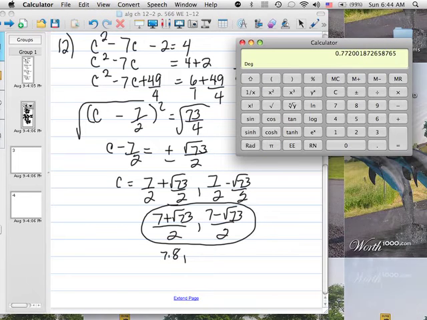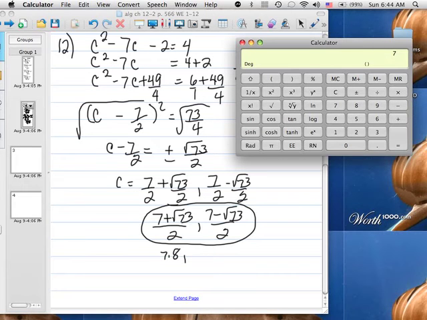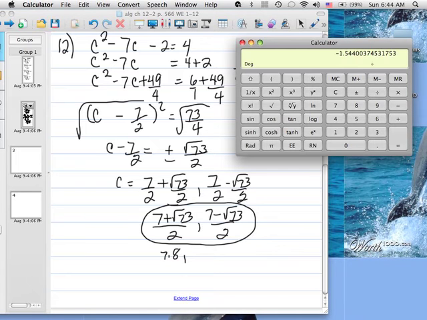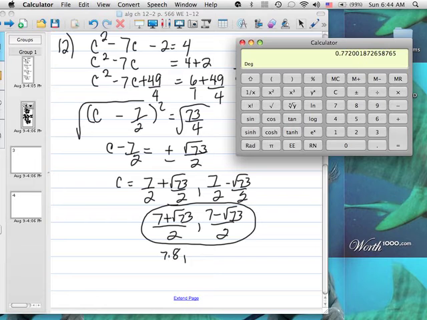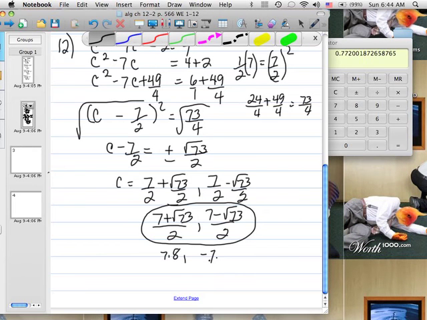Should be negative. Let's try that again. Parentheses, 7 minus the square root of 73, parentheses, divided by 2. Well, it should be negative. I don't know why it's not doing that. So it's negative 7.8. Negative 0.8. There we go.